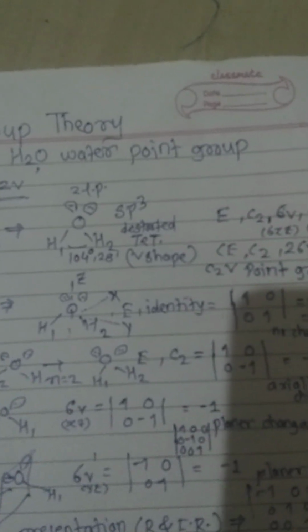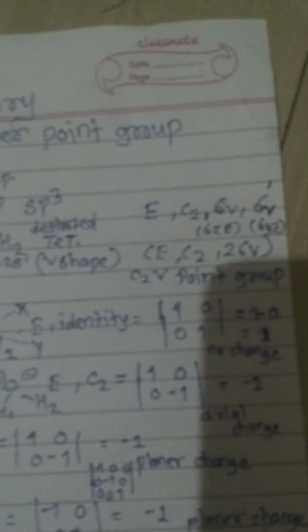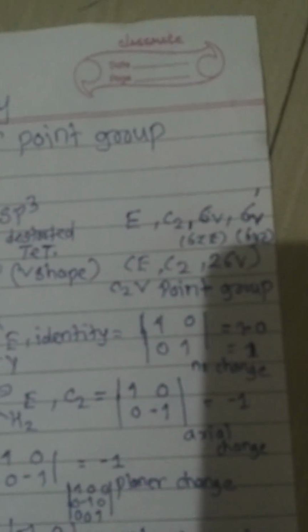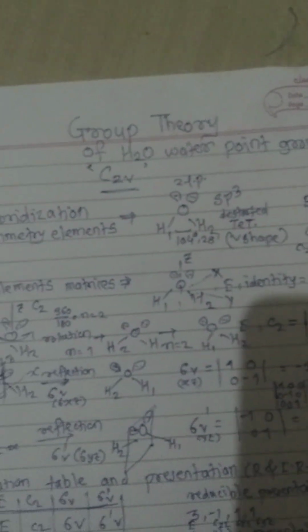So the identity matrix can be represented like this. If a three-dimensional representation is taken for the water along the x, y, z axis, then diagonally there will be 1 values for identity, and the total value will be 1. No change operation, identity, self-hybridization.